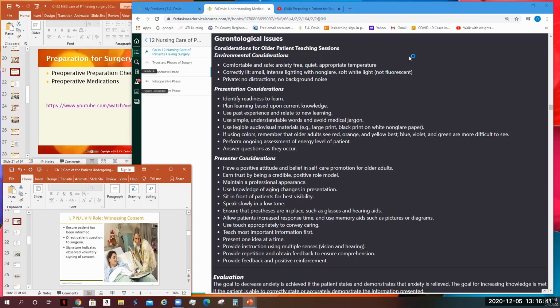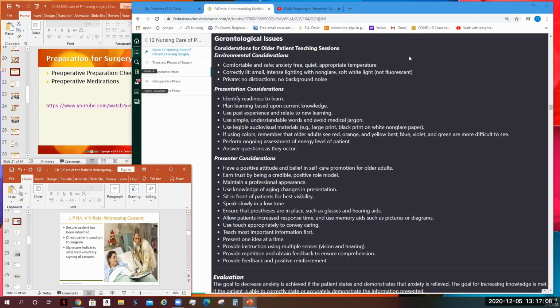Sit in front of patients for best visibility. Speak slowly in a low tone. Ensure that prostheses are in place, such as glasses and hearing aids. Allow patients increased response time and use memory aids, such as pictures or diagrams. Use touch appropriately to convey caring.